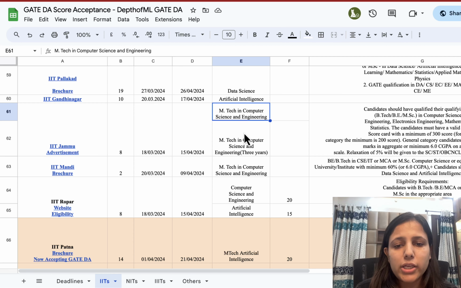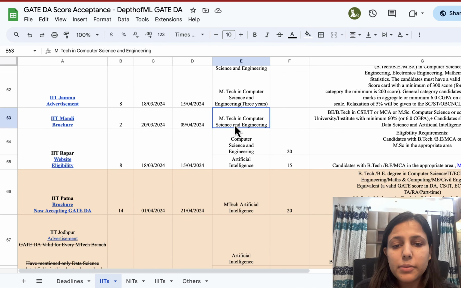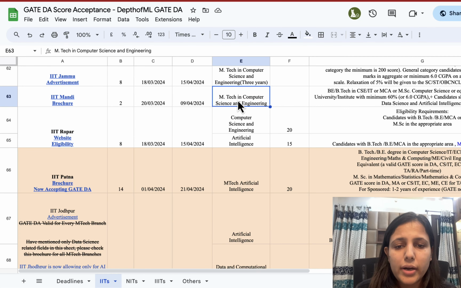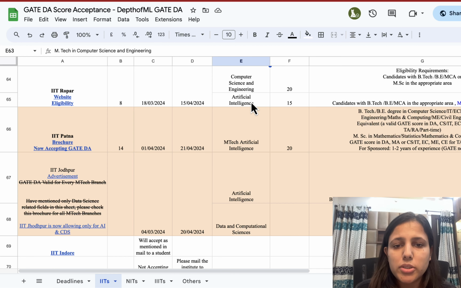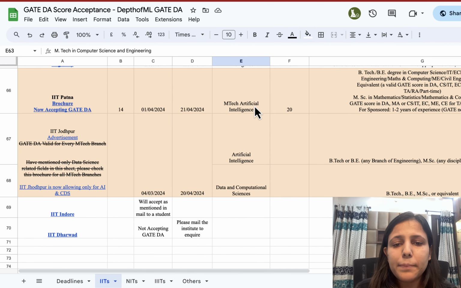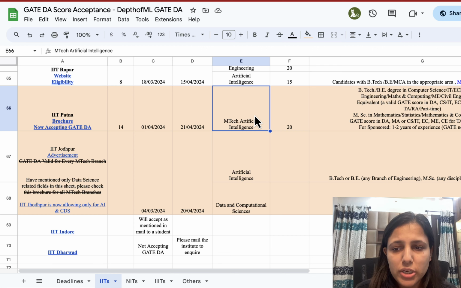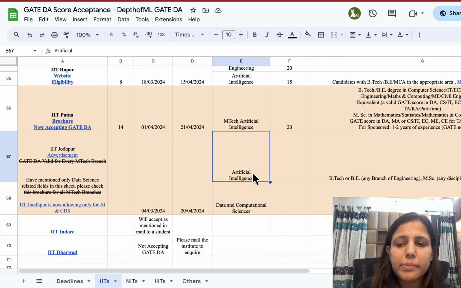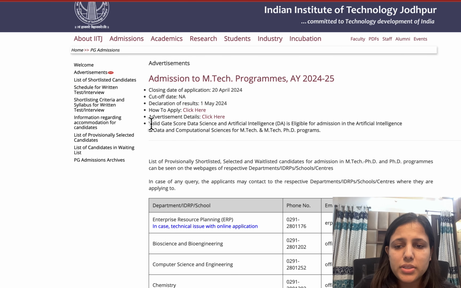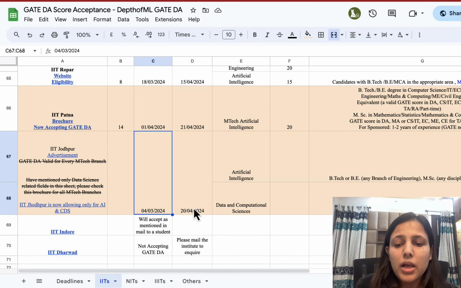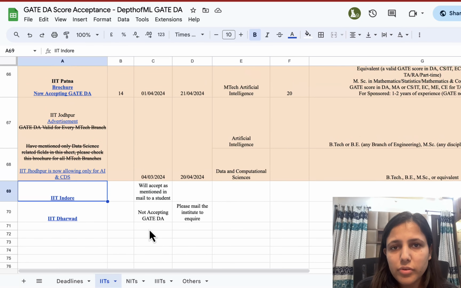Jammu recently made corrections and now they are accepting the GATE DA score in computer science and engineering. IIT Mandi also recently made some corrections and they are now accepting it in computer science and engineering. IIT Ropar is also accepting in computer science and engineering and artificial intelligence. IIT Patna is also accepting it in artificial intelligence. Jodhpur very recently made the announcement that they are accepting the GATE DA score. You can see that the GATE DA score is valid for admissions in artificial intelligence and computer science and data and computational sciences.